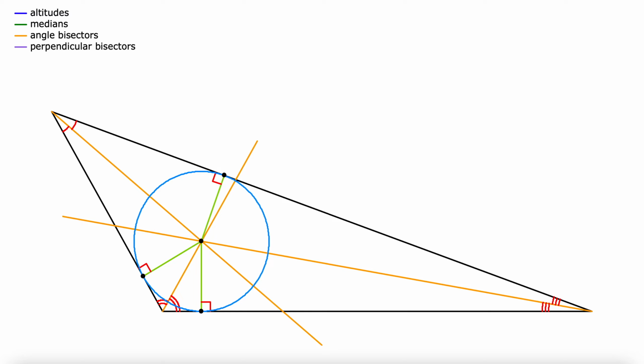The incentre is equidistant from all three sides of the triangle. This means that the radius of the incircle is the perpendicular distance from the incentre to any side of the triangle. This is because the incircle is tangent to all three sides, and the radius is the shortest distance from the incentre to any of these sides.